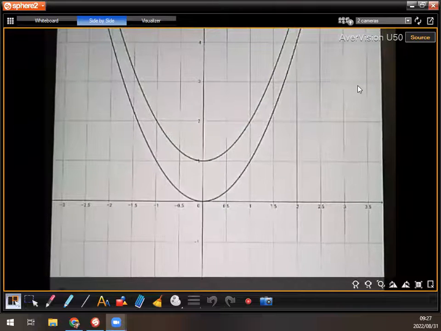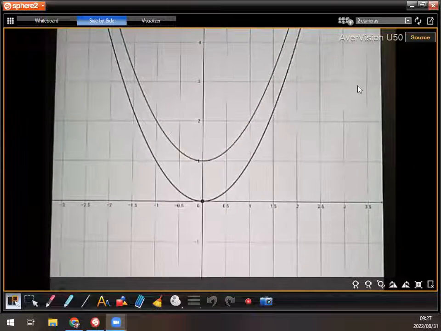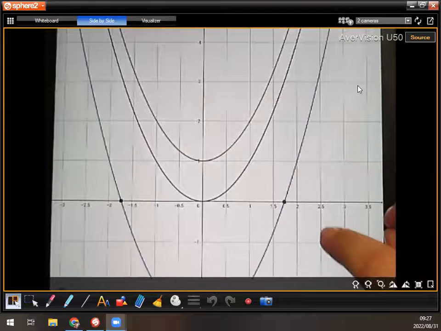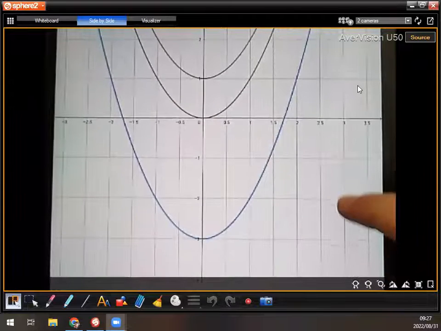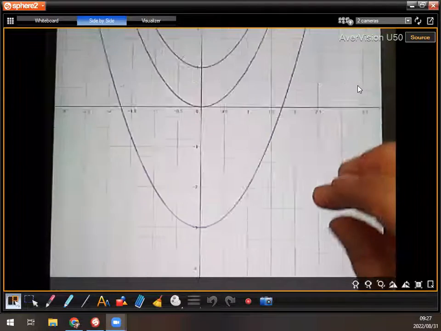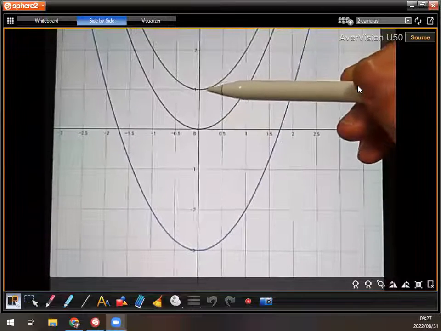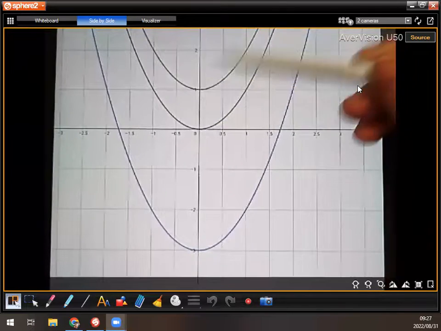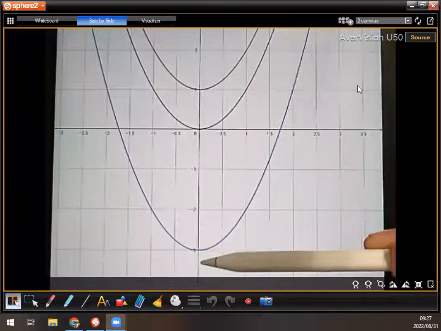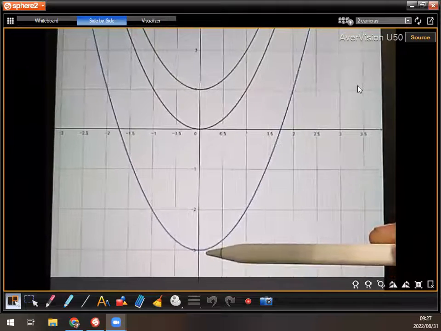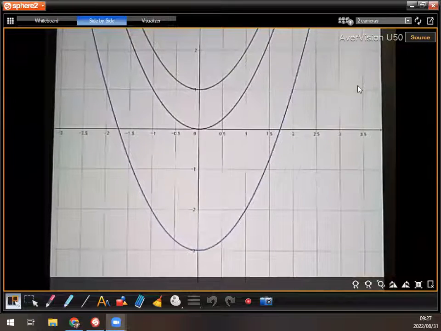Let's do y equals x squared minus 3. And now I'm going to have to move down a bit. Guys, do we notice that the y-intercept for this one was 0, which was my q value? This was x squared plus 1, so my y-intercept was 1. This was x squared minus 3, my y-intercept was negative 3. Right? So guys, doesn't that make sense?